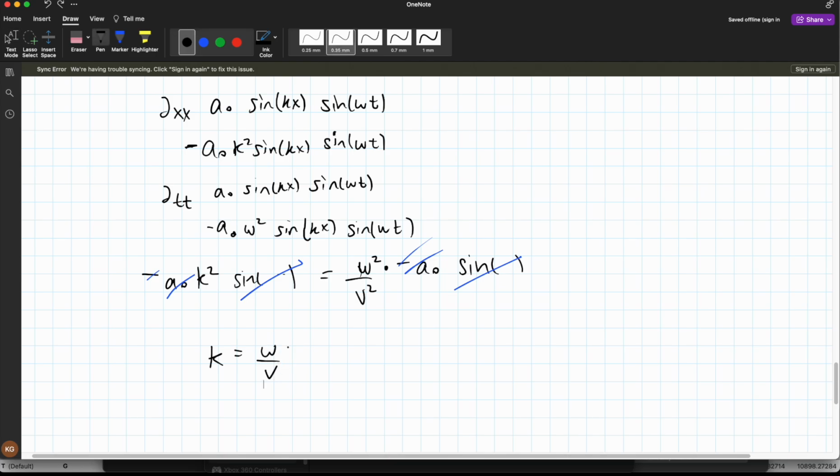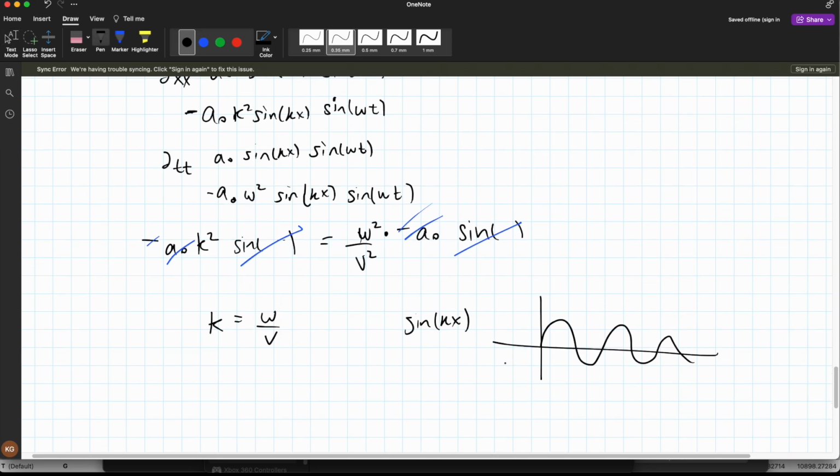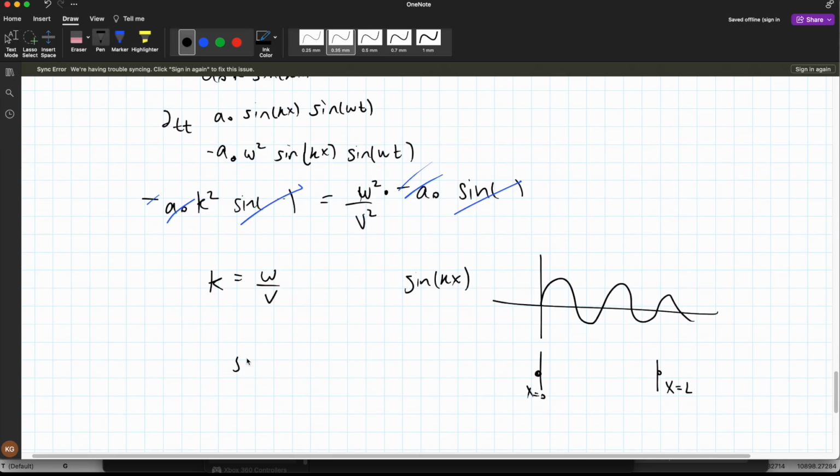But what is k? Well, there's one more condition our string gives us. If we look at sine kx and plot it, it would look something like this, on and on. But our string stops. The displacement of our string is always 0 at its endpoints. If we plot the endpoints here, at x equals 0 the displacement has to be 0, it's fixed. And at the other end, x equals L, it's also fixed. So that means sine kx has to be 0 when x equals 0 or L.